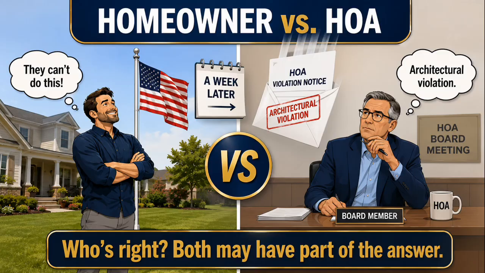A homeowner installs a flagpole in the front yard and begins flying the American flag. A week later, the HOA sends a violation notice. The homeowner immediately thinks, that's illegal. They can't stop me from flying the American flag. But the HOA insists the community has architectural restrictions. So who's right? Actually, both sides may have part of the answer.